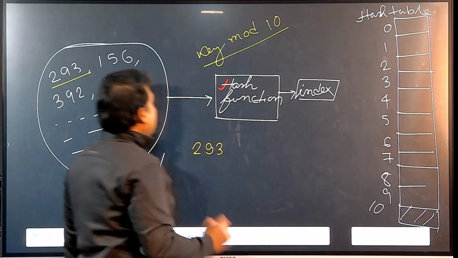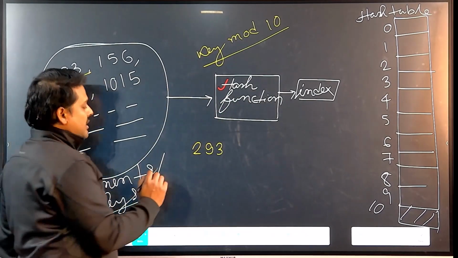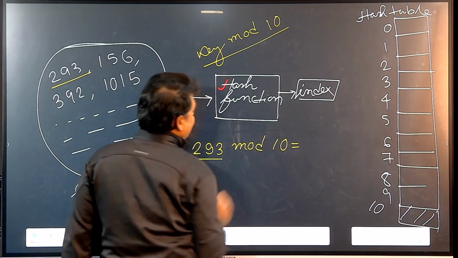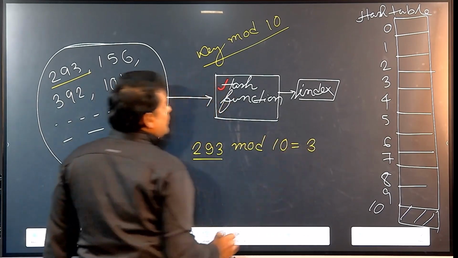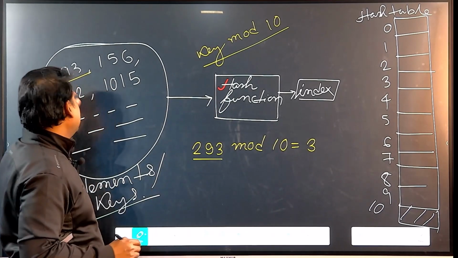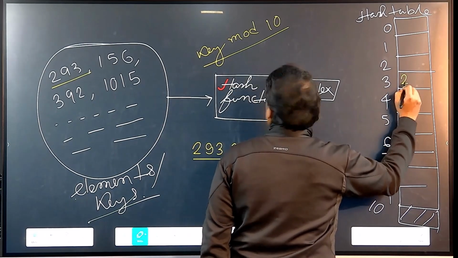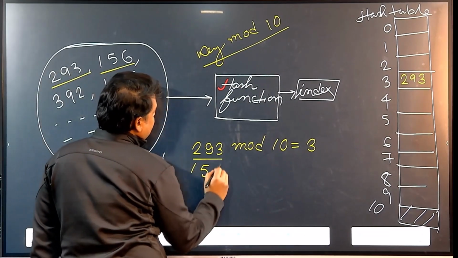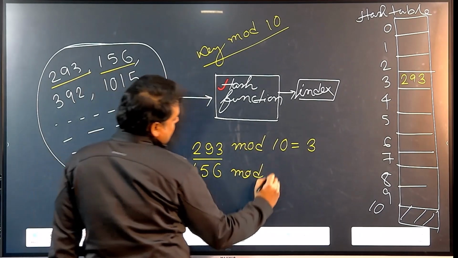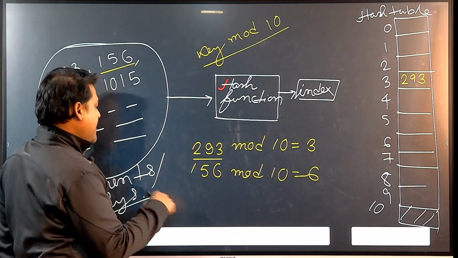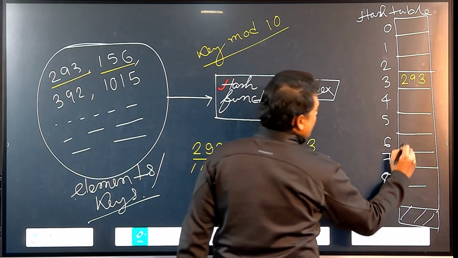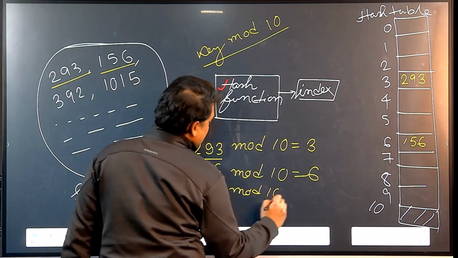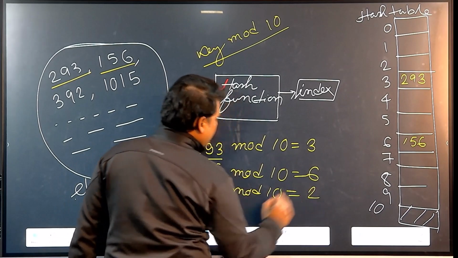Now, key mod 10. If I perform the mod operation on the key value, 293 mod 10, we will get 3. So, 3 is the index, and at the third place we will place 293. Now, what is the next value? 156 mod 10 will be 6, so we will place it at the 6th place. 392 mod 10 gives us 2, so we place 392 there.